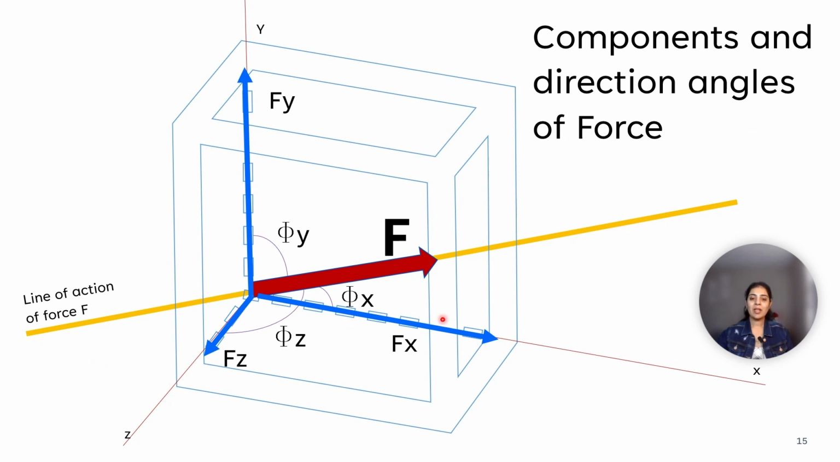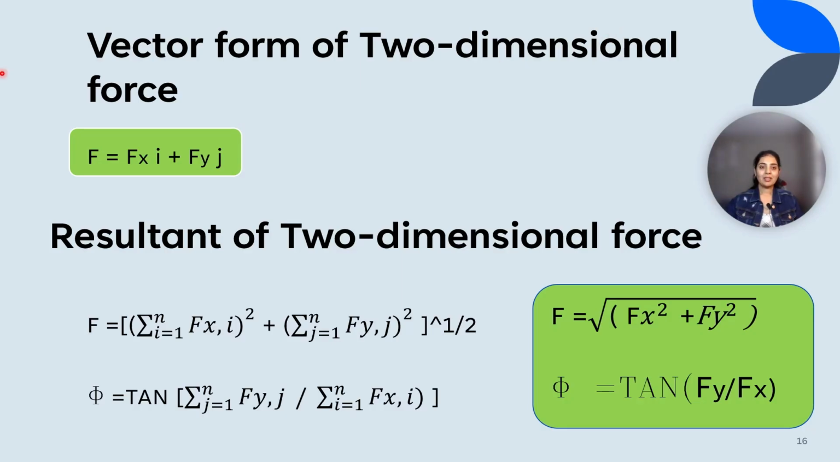Here force F can be transferred along its line of action. Along this line, the effect of the force will be the same. The resultant or sum F of n two-dimensional forces is equal to the sum of the components. Like here, F is equal to Fx i plus Fy j. The direction of the resultant with respect to the x-axis is calculated from the second equation.